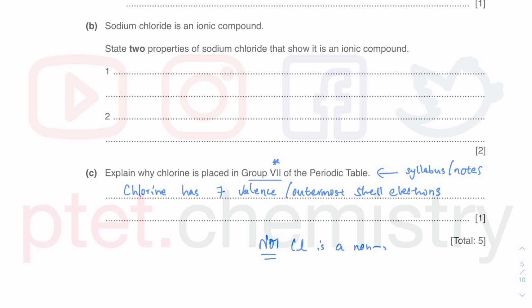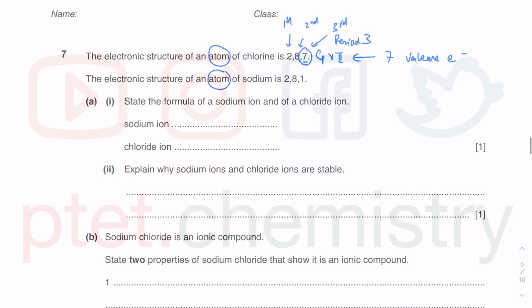Because if you say that is true, then every single non-metal I can also put in group 7 and that will be true. But that is not true for every single non-metal. There are some other non-metals that are put in group 6. There are some other non-metals that are put in group 5, because it depends on the number of outermost or valence shell electrons. So group 7 because there are 7 valence electrons. End of the story.